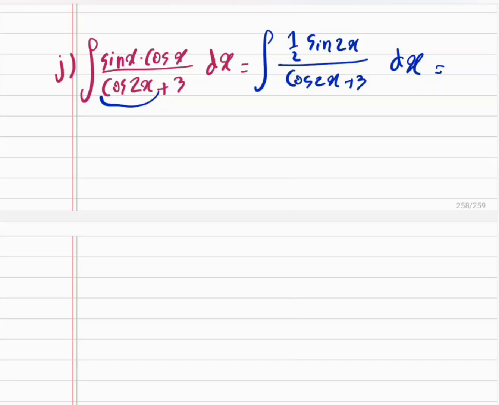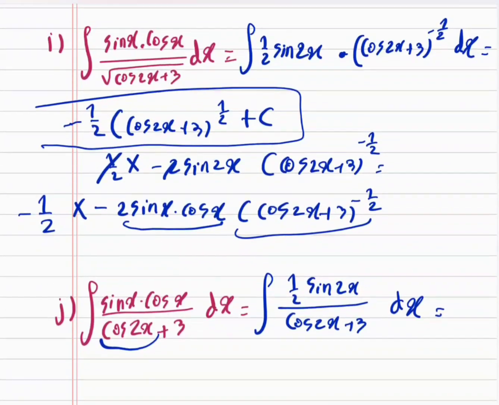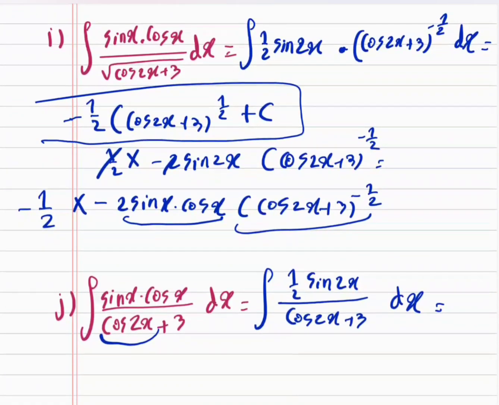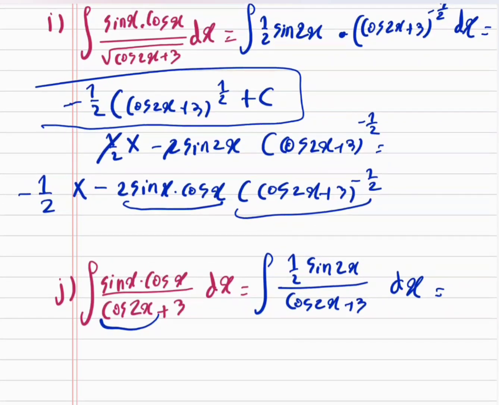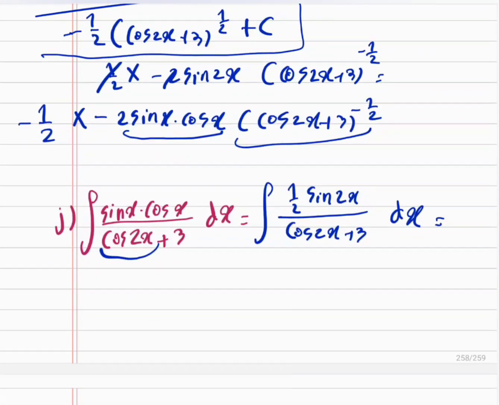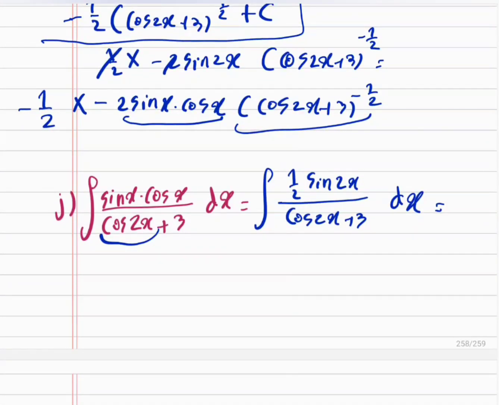So now in part j, this is very similar to what we had in part i, but in the denominator, we don't have a square root anymore. And that's very important because the approach now is still reverse chain rule because the numerator looks like the derivative of the denominator. But this time, this is the type that we should use the ln. So the ln of the denominator is basically the educated guess here. So ln of cos 2x plus 3.